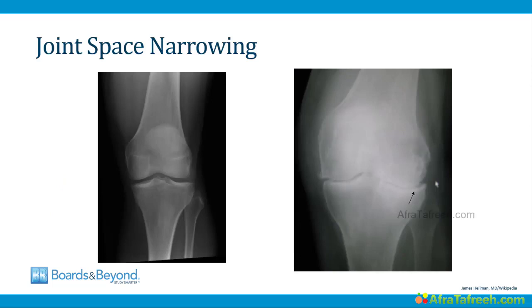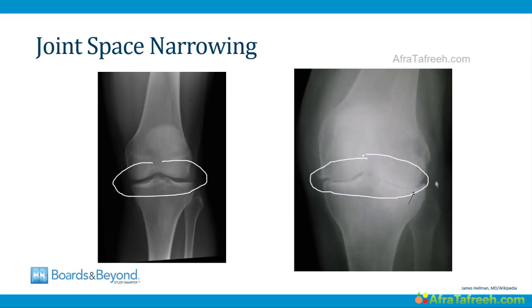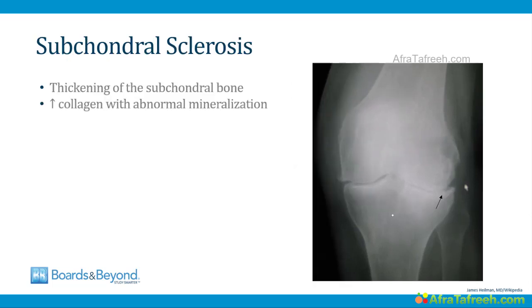So here's an example of joint space narrowing. This is what a normal knee joint should look like. And then over here on the other side, we have a joint space that's severely narrowed, especially on this side here. That's evidence of osteoarthritis. Subchondral sclerosis refers to thickening of the subchondral bone, which is the bone just below the joint space. This happens because there's increased collagen deposition and abnormal mineralization as part of the pathophysiology of OA. So you can see this white stripe here just below the joint space. That's evidence of subchondral sclerosis.